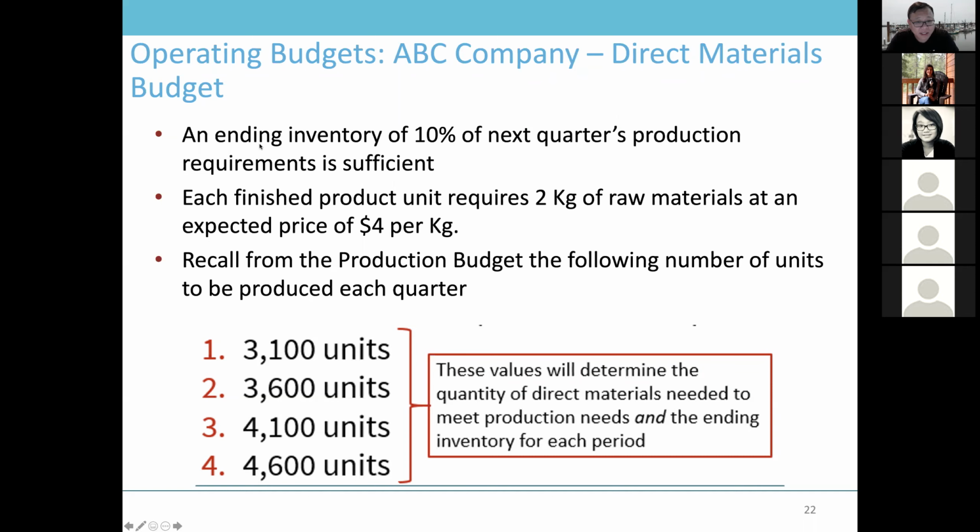Suppose that the materials ending inventory has to be 10% of next quarter's production requirement. Each finished product unit requires 2 kilograms of raw materials at an expected price of $4 per kilogram. So from the production budget, we know that we are going to produce this amount of units for the 4 quarters. These numbers are from our production budget.